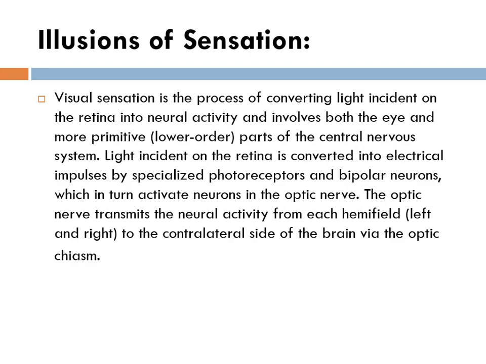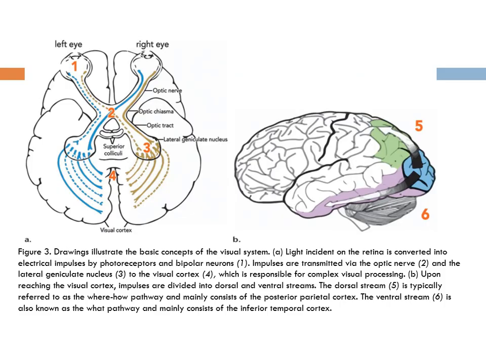We have illusions of sensation. When light stimulates the photoreceptors in the retina, it is converted into neural activity, then transmitted via the optic nerve, then via the optic chiasma to the contralateral side of the brain. Here it stimulates the lateral geniculate nucleus, and from there it goes to the visual cortex in the occipital lobe. From the visual cortex, it goes either to the inferior temporal or to the dorsal parietal area, each with specific functions. Number five gives you information about the where and how pathway, where the subject is, its location. Number six gives you information about what it is, its shape, its color. So the illusion of sensation arises from this pathway.